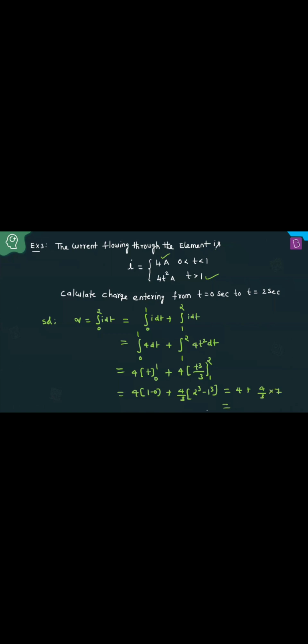How much did you get? This is 40 by 3, so 40 by 3 coulombs, which is nearly equal to 13.33 coulombs. Just remember the formula Q equal to integral I dt. Then you have to calculate like this.